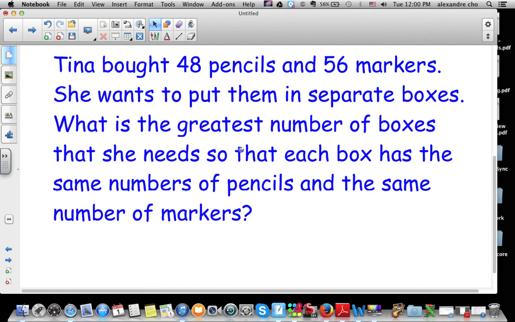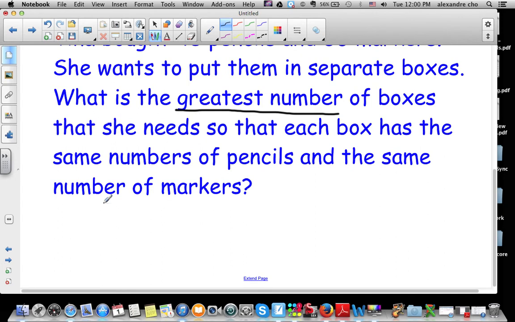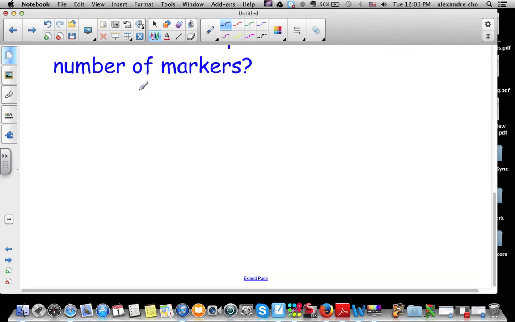So this is a GCF problem, and how do I know that? Because I can underline here my keyword, the greatest number. So this is definitely a GCF problem. Okay, so let's just write this down. She has 48 pencils, 56 markers. P for pencils, M for markers.